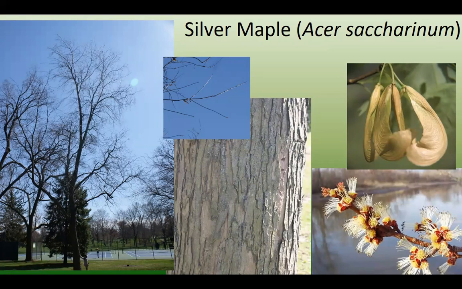Another feature that helps with silver maple identification, if you can find them, are the fruits or the samaras up there in the upper right. They're a little larger than both the other maples, so that's a great identification feature. And then, at the bottom right, we have a nice picture of the flowers. And Elizabeth, did you have anything else to add on silver?